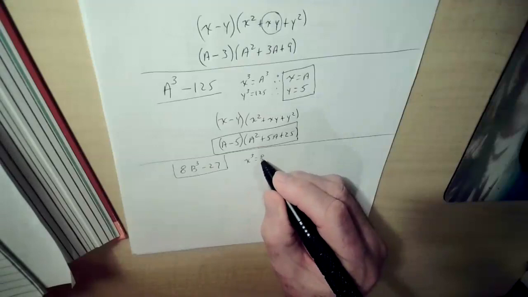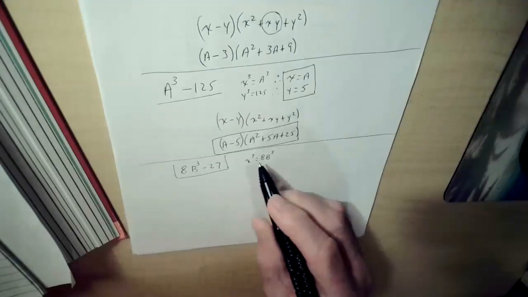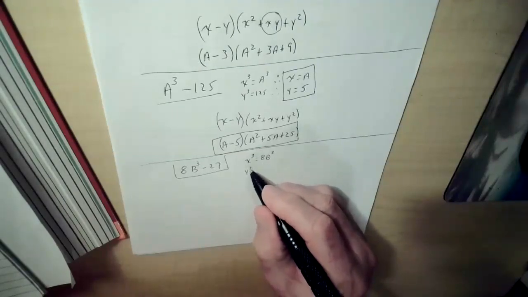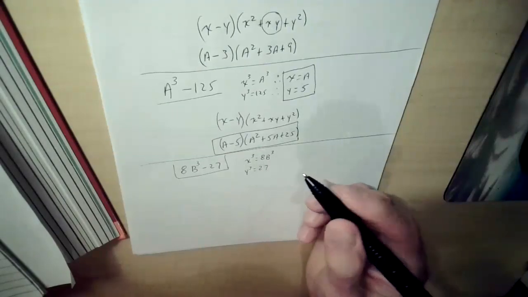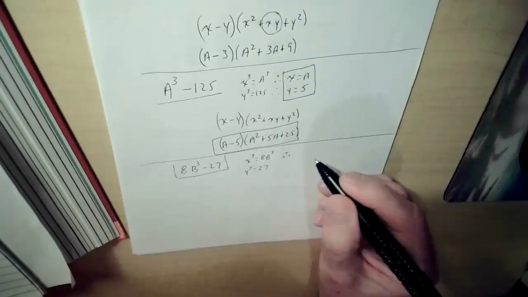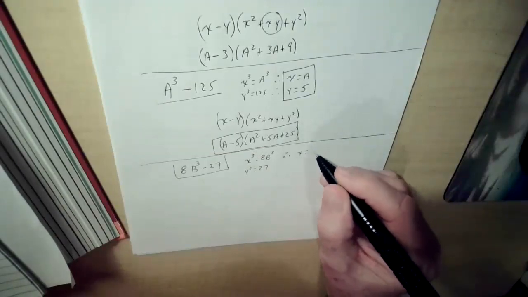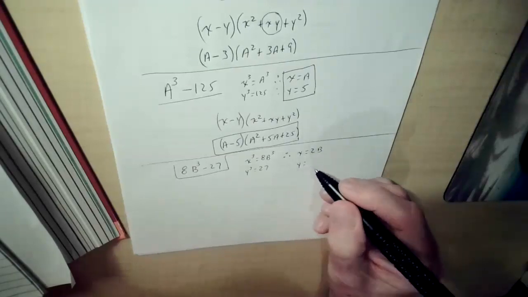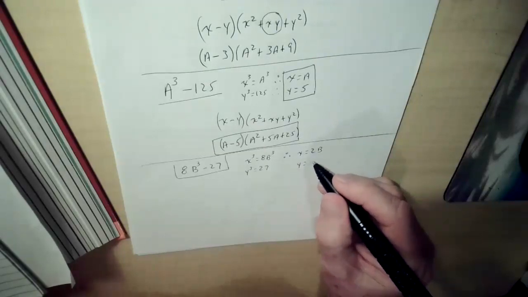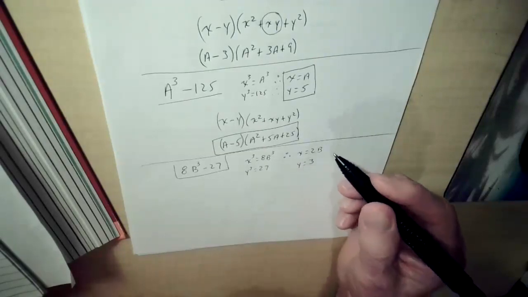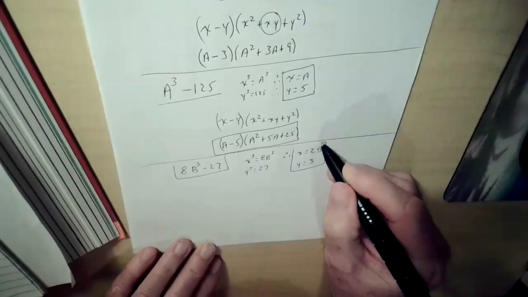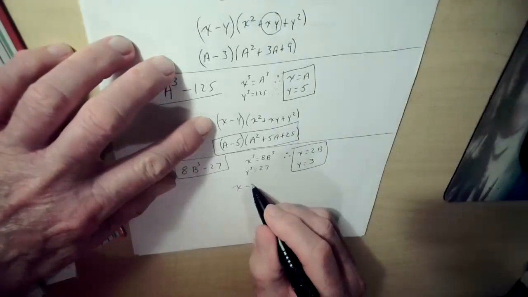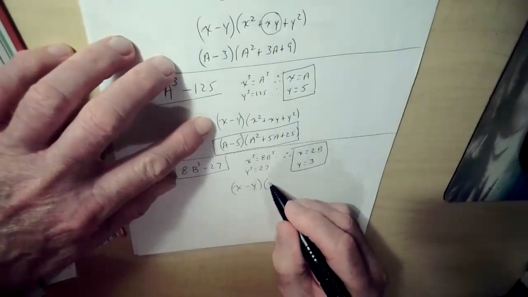Okay. Difference of cubes. So we have our x cubed is 8b cubed. Each one of these is a perfect cube. And y cubed is 27. Therefore, x is 2b and y is... is it 3? I think so.